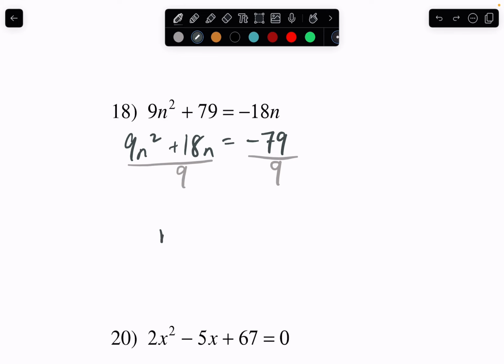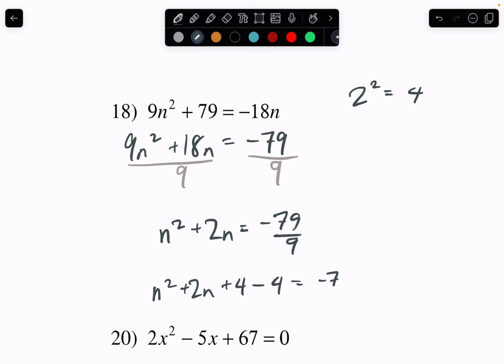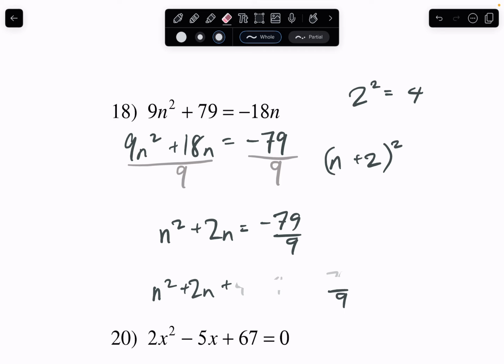Okay, so n raised to 2 plus 2n, and then negative 79 over 9. We just keep it that way. 2 from the second term becomes raised to 2, we get 4 plus 4 minus 4, negative 79 over 9. Factor n plus 2, right? Nope, it would not. Okay, our very first trick did not work, evidently.